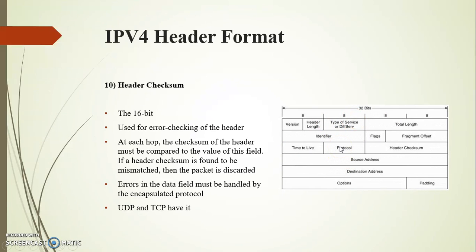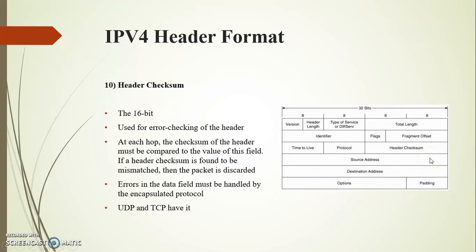Then the header checksum. The header checksum is 16 bits, used for error checking of the header. It indicates errors in the header only. At each hop, the checksum of the header must be compared to the value of this field. If a header checksum is found to be mismatched, then the packet is discarded. Errors in the data field must be handled by the encapsulated protocol. UDP and TCP have the checksum field.